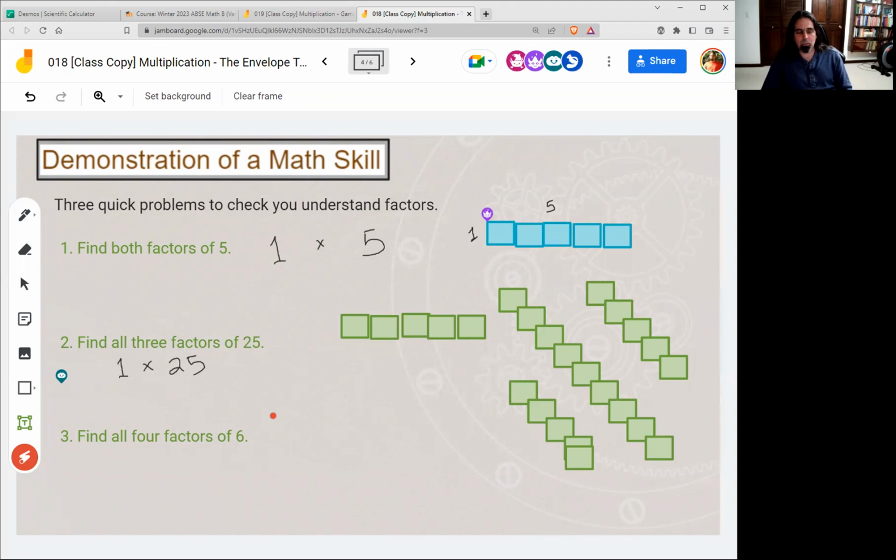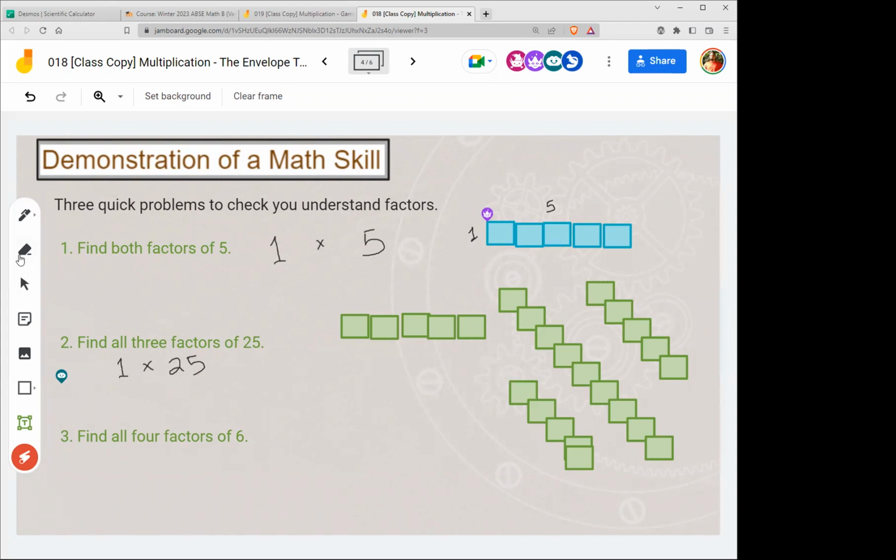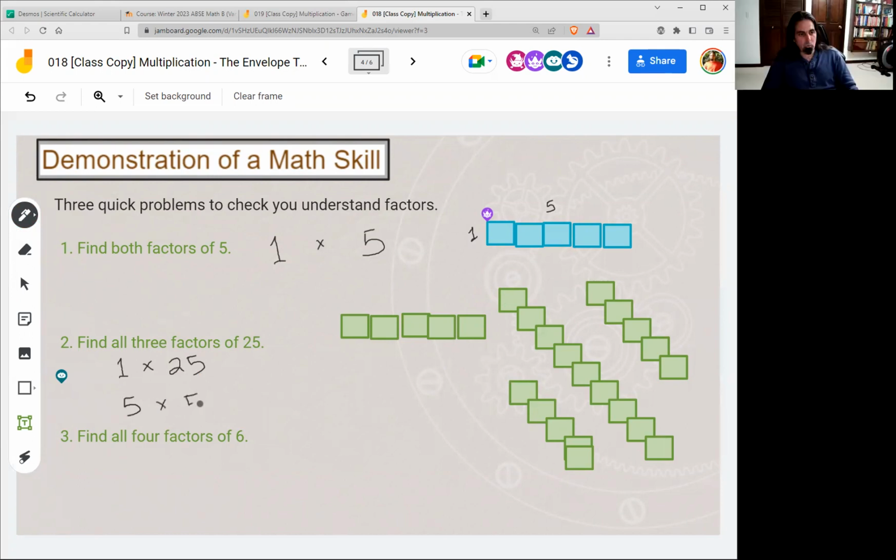What other rectangle can I make with these blocks? What other numbers multiply to get to be 25? 5 by 5. So 1, 5, and 25 are the 3 factors.